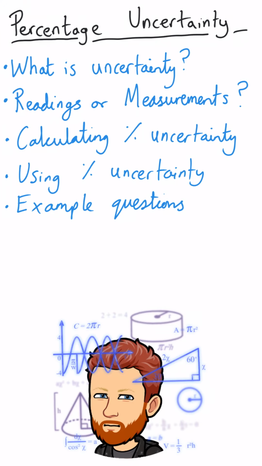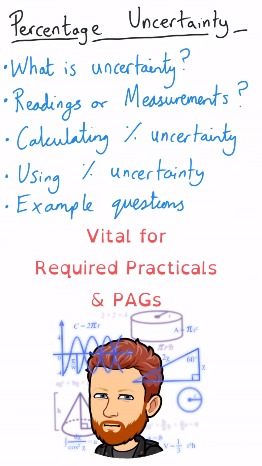I'm here with an A-level chemistry video where I'm going to explain percentage uncertainty to you. And this is particularly important for questions, for instance, about required practicals or PAGs as some courses call them, because there will always be a 2 or a 3 mark question relating to percentage uncertainty.